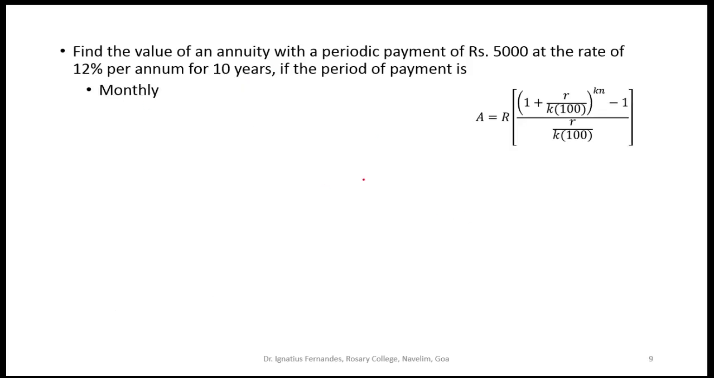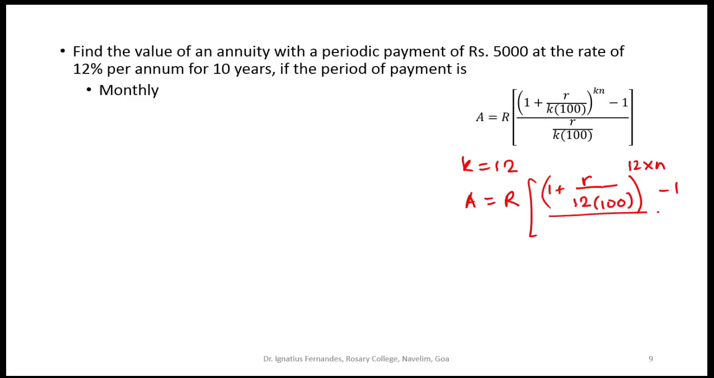Now in case this period of payment is monthly, in that case we are looking at K is equal to 12. So the formula for monthly payments, the total amount A is given by R into 1 plus R upon K is equal to 12 here. So 12 into 100 raised to 12 into N minus 1 upon R upon 12 into 100. This will be the formula for periodic payment when it is monthly.